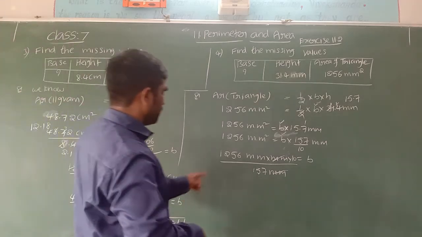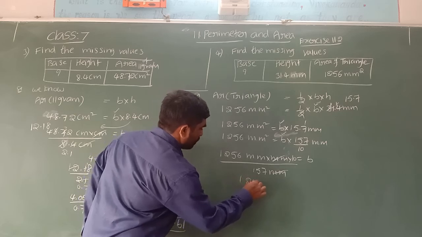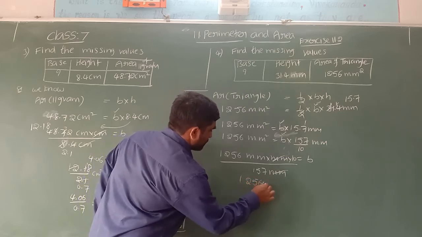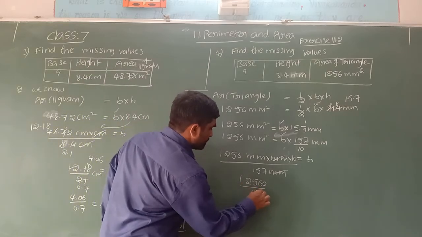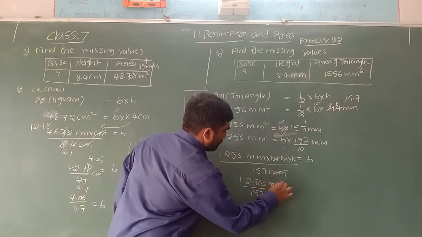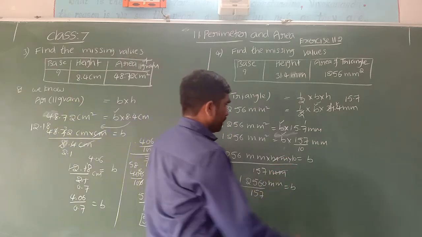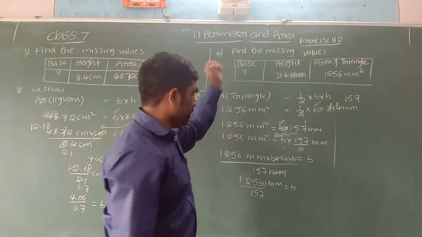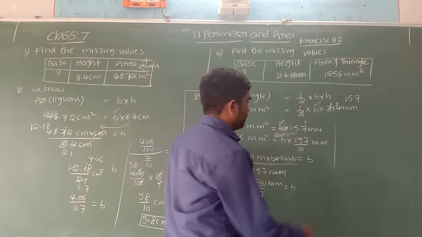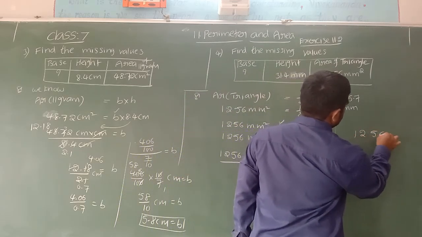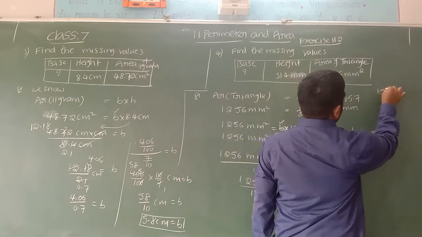Now you can see here, we will simplify this. 1256 into 10 which is 12,560. 12,560 by 157 millimeter is equal to what? Base. Let us divide this both to know the missing value, base. Now divide this 12,560 by 157. Let us divide 12,560 by 157.